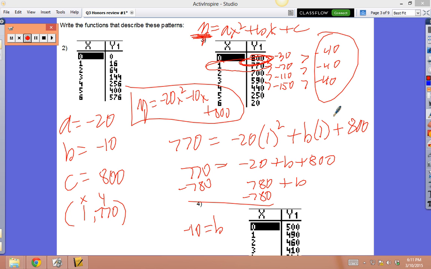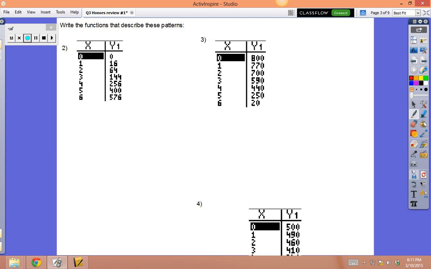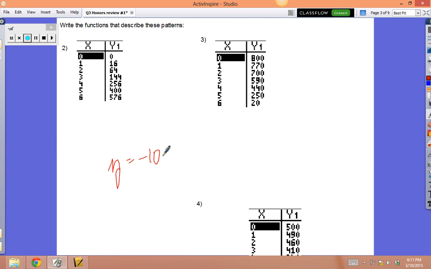Okay, and you should be able to handle 4 on your own. The answer, if you want to check it, the answer to 4 is y equals negative 10x squared. I don't think there's a b. Plus 500, so the b is 0.